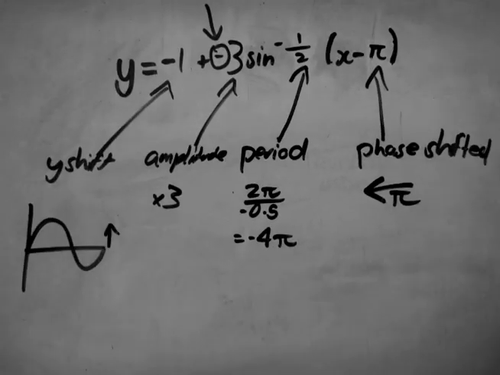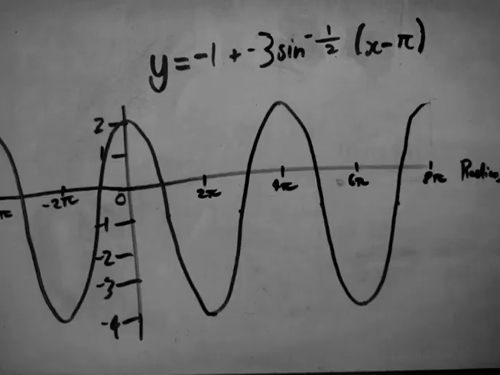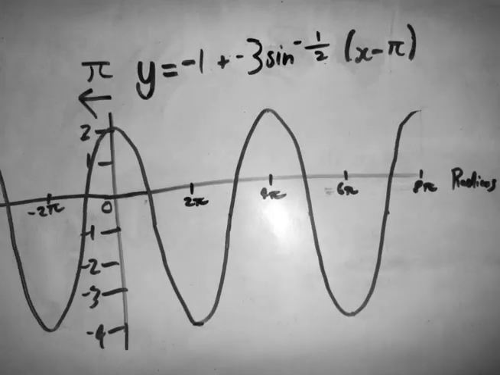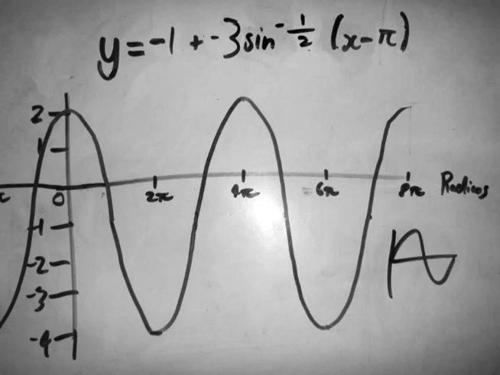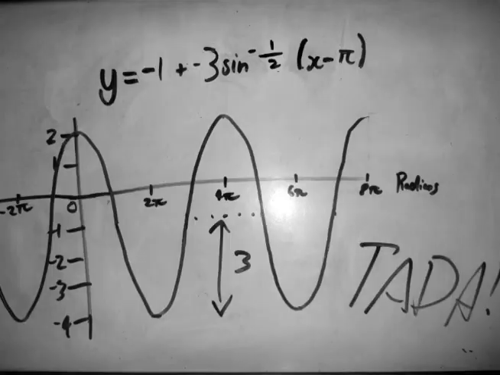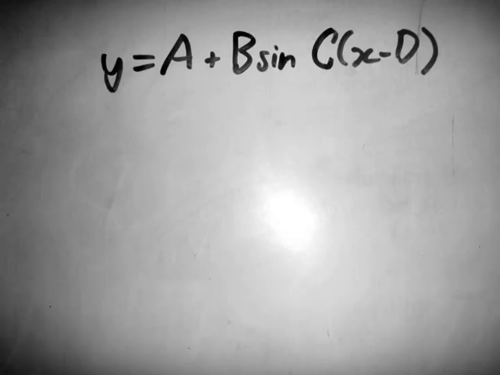And a B of -1 will shift it down 1. All these together looks like this. As you can see, the period is 4 pi, it's being shifted down 1 and pi to the left, and it's being flipped back to front and upside down, so it looks the same as a regular sine wave, and the amplitude is 3. Ta-da!